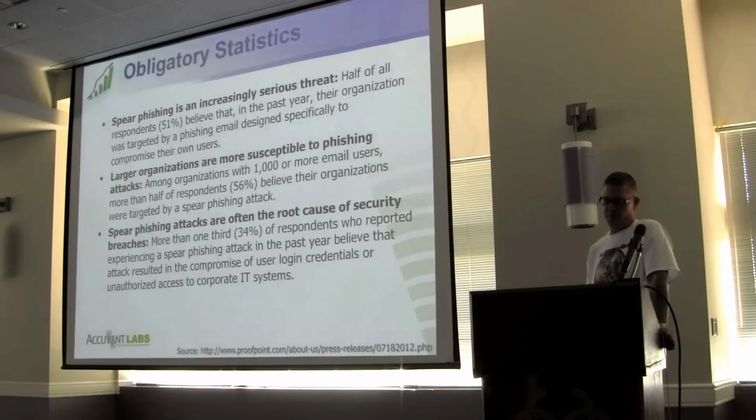Basically, half of all the organizations that responded believe that in the past year their organization was targeted by a phishing email specifically designed to compromise their users. That doesn't mean just some random phish that gets caught by your spam filter. That means a targeted email that was designed to get around spam filters. Among the organizations with 1,000 or more email users, more than half of the respondents, 56%, believe that their organizations were targeted.